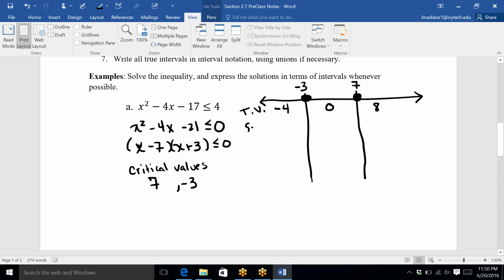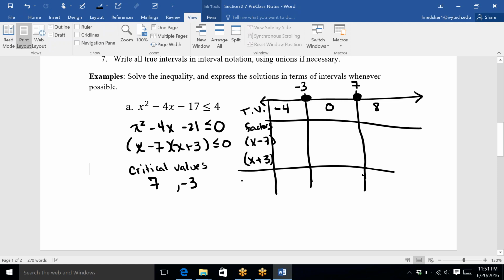Then we're going to actually list out our factors right here. Okay, so our factors are x minus 7 and x plus 3. For each one of those, you're going to ask, does this make it positive or negative? And then once you figure out all of your factors, you look for what we call the overall sign. So negative 4 minus 7 would be negative. Negative 4 plus 3 is also negative. This is multiplication, so a negative times a negative makes a positive. 0 minus 7 is negative. 0 plus 3 is positive. A negative times a positive is negative.